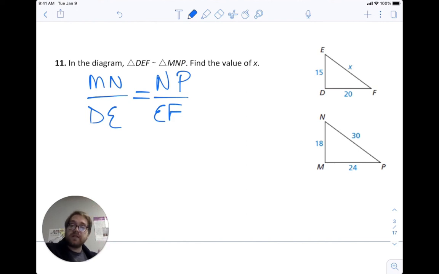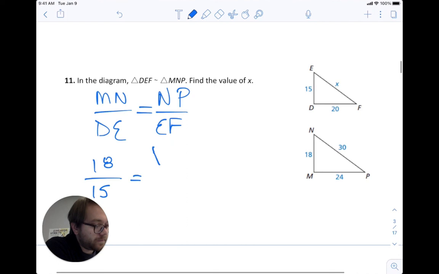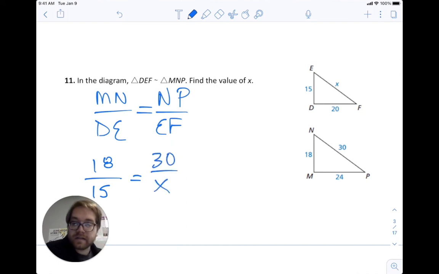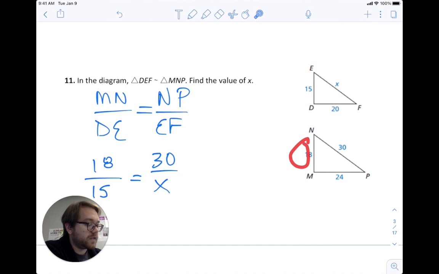And now I'm just going to plug in the values for what those are, right? So MN has a length of 18, DE has a length of 15. NP has a length of 30, and EF has a length of X. And now I've set up a proportion just based off of the corresponding sides and their ratios and their lengths here.